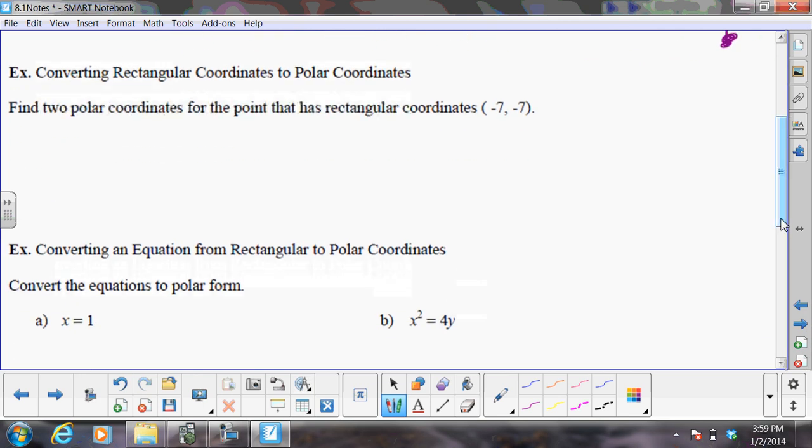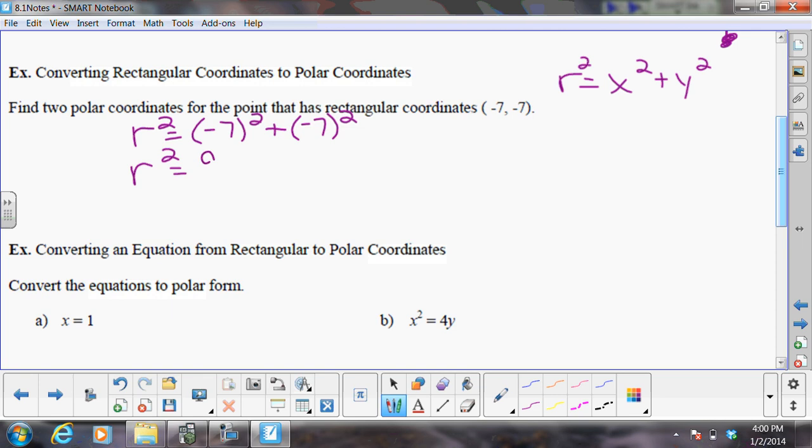Finding two polar coordinates from rectangular coordinates. Well, there's other pieces that we need. We need to know that r is equal to the square root of x squared plus y squared. Kind of like Pythagorean theorem. So to find r, negative 7 squared plus negative 7 squared, 49 and 49, which is 98. And if we simplify this, r is equal to 7 square root 2.